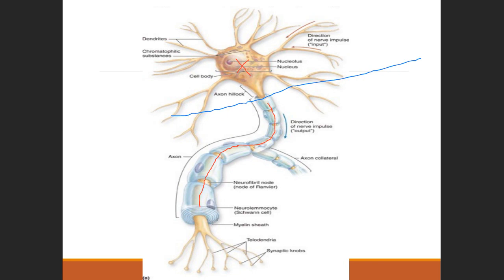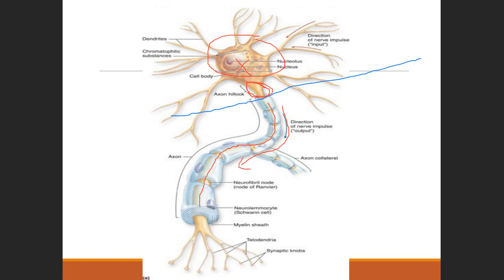And the name trigger zone should make sense because that's the direct part that determines what happens down the axon. If we get enough of a change up here in the cell bodies and the dendrites to change the voltage here at this trigger zone just enough, then we will get our impulse.